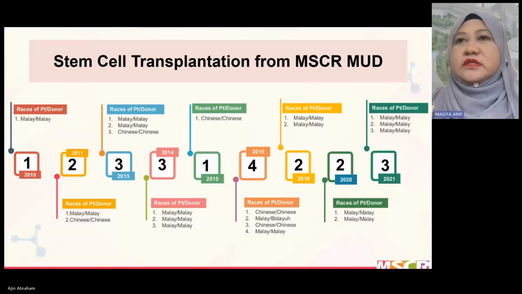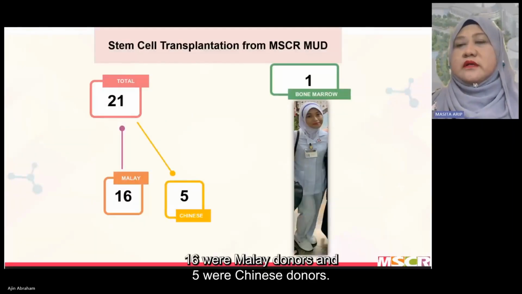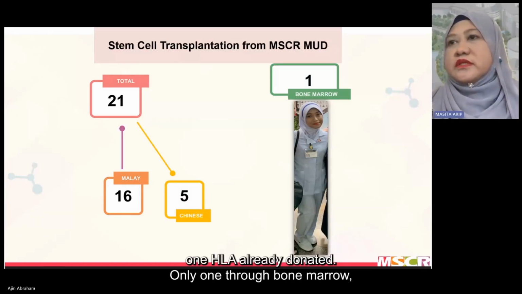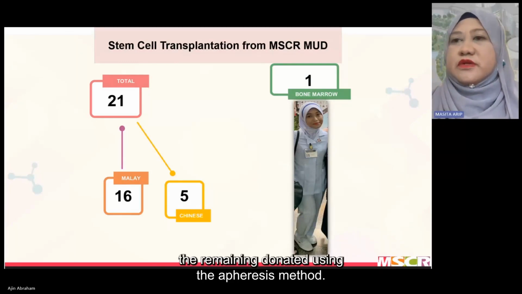As you can see here, the HLA between patient and donor must be the same in order for them to donate their stem cells. Out of 21, 16 are Malay donors and 5 are Chinese donors. Out of these 21, only one actually donated bone marrow. The remaining donated using the PBSC method.